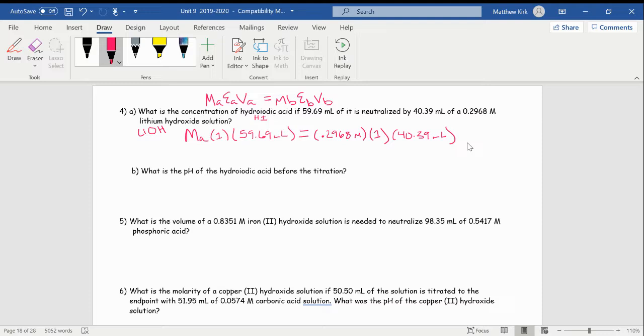To do the math, we would just multiply everything together on the right side. So 0.2968 times 1 times 40.39. And then we would divide that by 59.69. And we would get our molarity of the acid with 4 sig figs, right? Yep, 4 sig figs, 0.2008 molar. That's a terrible 8, but it's supposed to be an 8, 0.2008 molar.